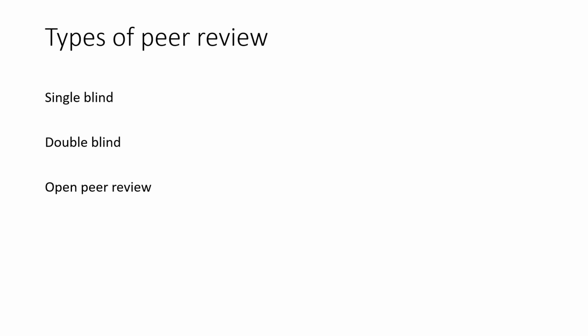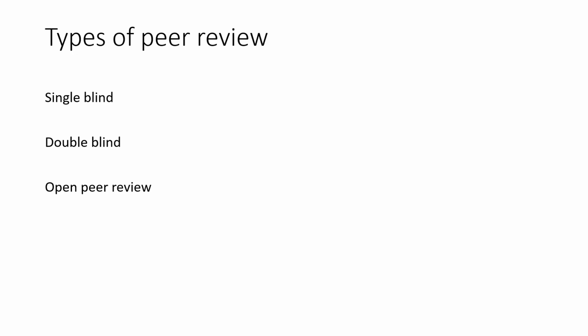What happens in open peer review? Some journals do follow it. I think some of the BMC series do follow it. As far as I know, Frontiers also follows it in 99% of cases. That is, the authors will know who has reviewed their article, and similarly the reviewers will definitely know who has submitted that particular article. So this is the difference between the 3 types of peer review.